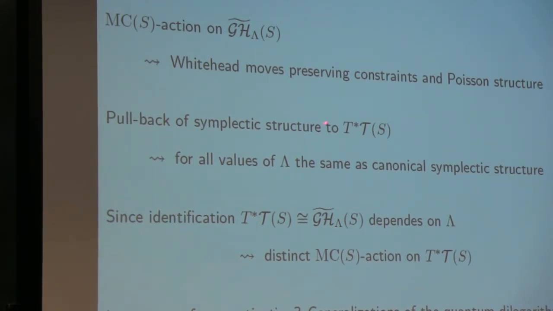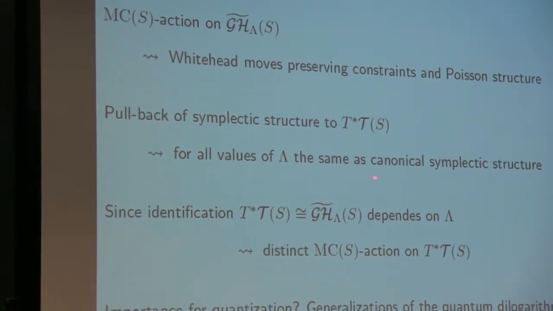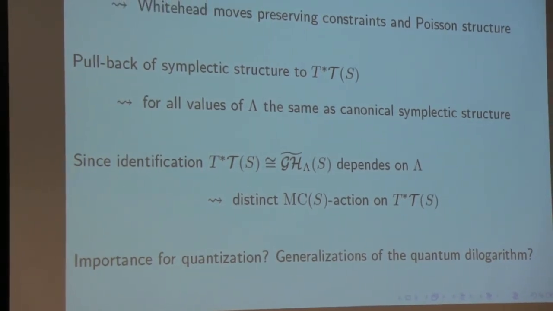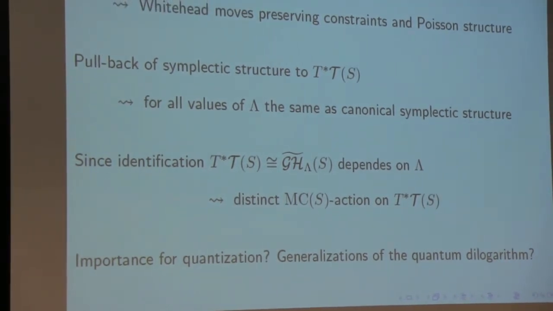We can also consider the pullback of the symplectic structure to the cotangent bundle over Teichmüller space via the identification, and it turns out that all three symplectic structures are the same, the canonical cotangent bundle symplectic structure, for all values of lambda. This is also related to work I'm doing with Jean-Marc Schlenker on weak rotations in this context of 3D gravity, which gives a very nice complex analytical interpretation of this fact.